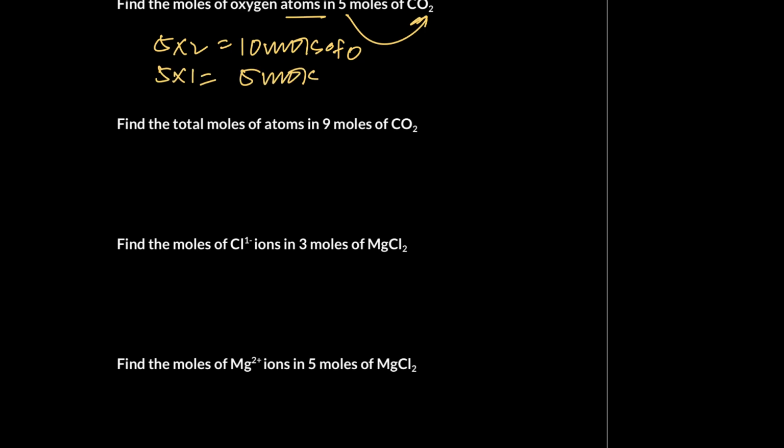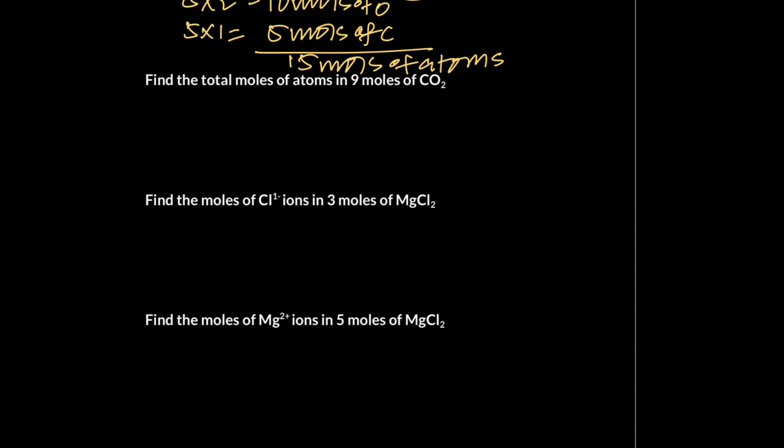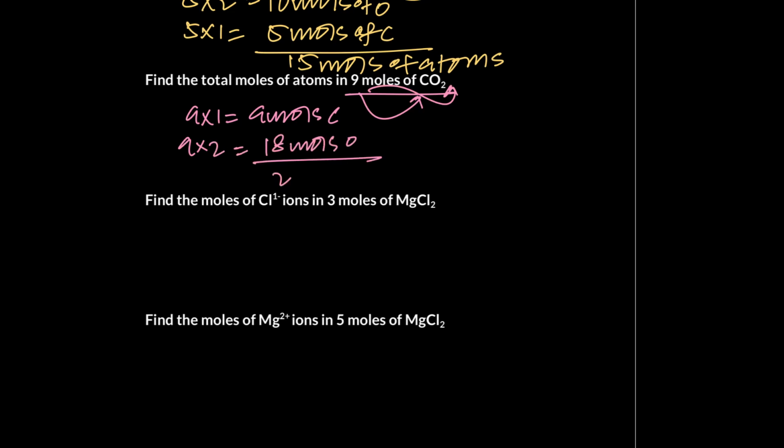How many total moles of atoms? 15 moles of atoms. Done? Find the total moles of atoms in 9 moles of carbon dioxide. Sir, 9 times 1, you have 9 moles of C. Sir, 9 times 2, you have 18 moles of O. Total moles, 27 moles of atoms.